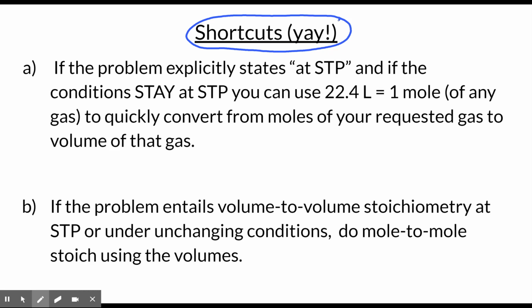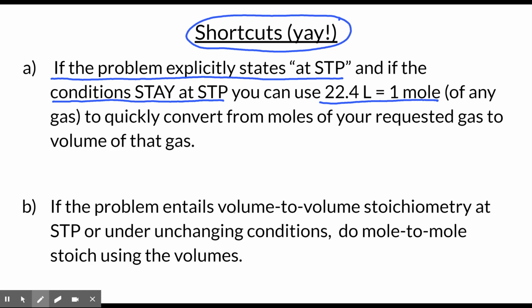So shortcut A applies if your problem explicitly states everything is at STP and the conditions stay at STP. So if those conditions are at STP throughout the problem, you can use 22.4 liters is equal to 1 mole. That very easily helps you convert between volume and moles without having to use the ideal gas law.